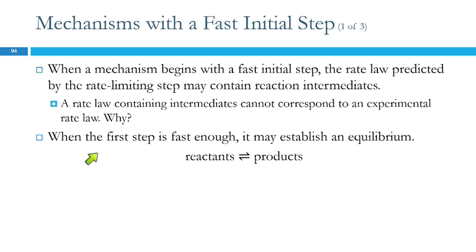But we can think about it this way. When the first step is fast enough, it may establish an equilibrium. So the first step is going to make its products, but then that next step is so slow, it's like they're bored, so they go back to here. And they're just going to go back and forth. In equilibrium, same rate, right? Forward and backwards.